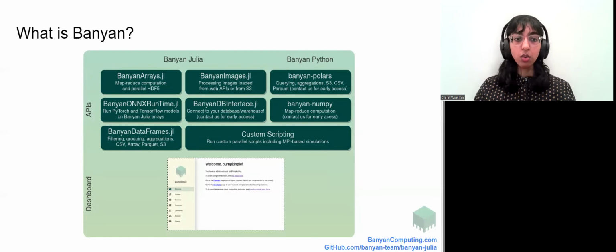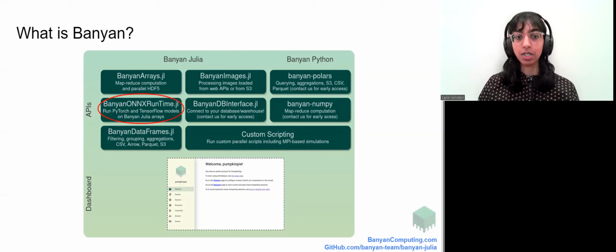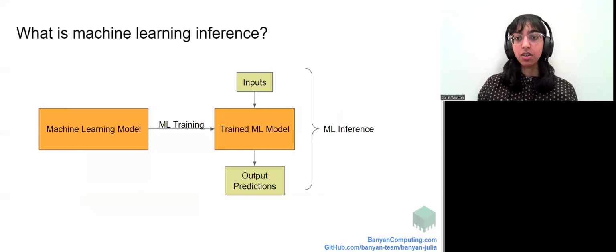In this talk, we will talk about how Banyan can help you run machine learning inference at scale using the BanyanONNXRunTime.jl package. First of all, what is machine learning inference? Machine learning inference is running a trained machine learning model on data to get outputs. How to run a machine learning model usually depends on how the ML model was trained.